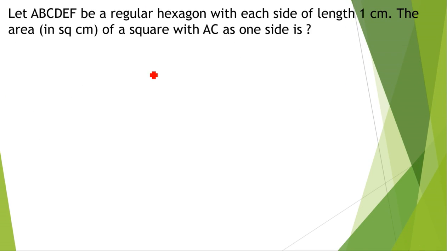So first we'll draw a hexagon. It is given that this hexagon is regular, so all its sides and interior angles will be equal. We will solve this problem in 2 to 3 ways. Whichever you find easy, you can go for that. So this is our hexagon A, B, C, D, E and F. It is given that each side of the hexagon is 1 centimeter. So each side is 1 centimeter.